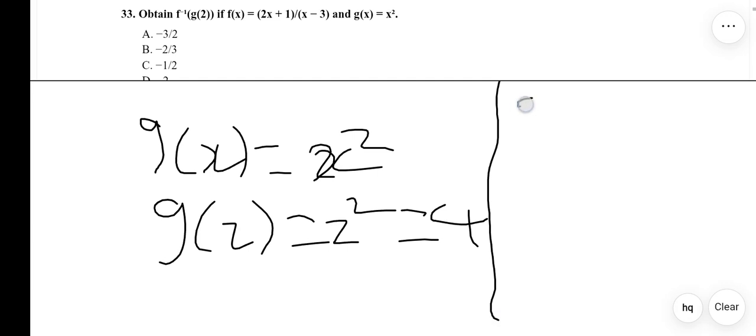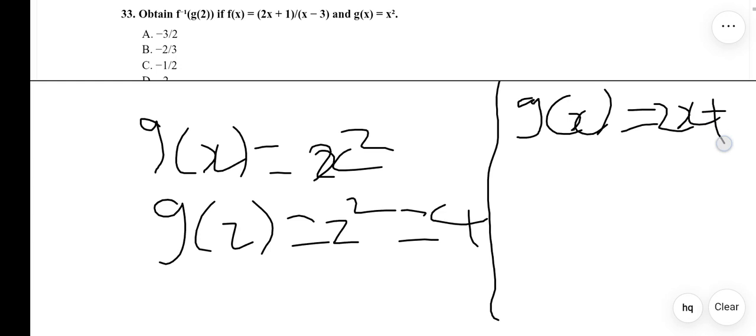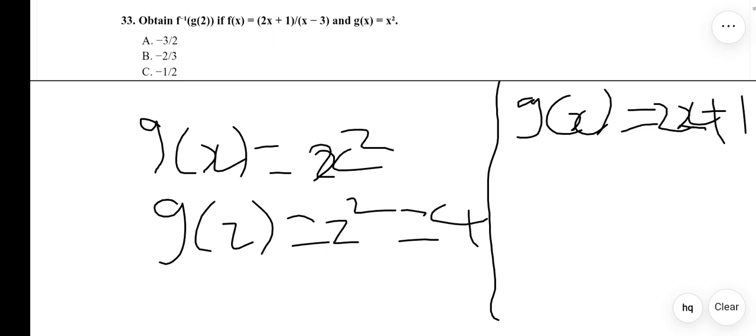So I told us that if we have g of x to be 2x plus 1, and we are asked to find the inverse of this function, it's telling us that we are changing the input to output and the output to input. So with this knowledge, this is just what we are going to do. We will now put the input as what we get of g of 2, which is 4. So since we know that if we find the inverse, this g of 2 will be the input.